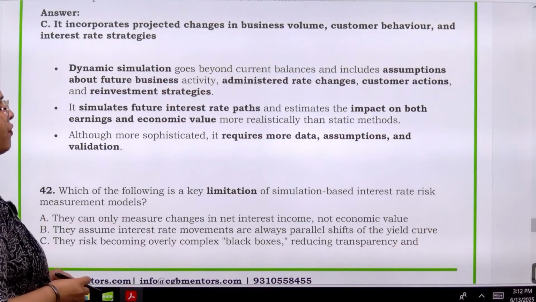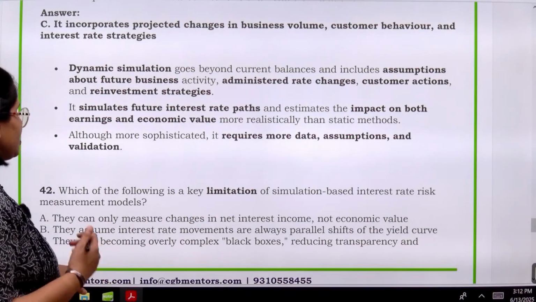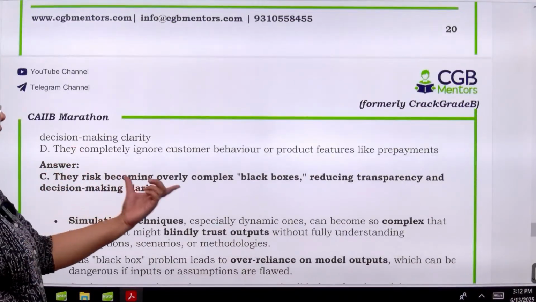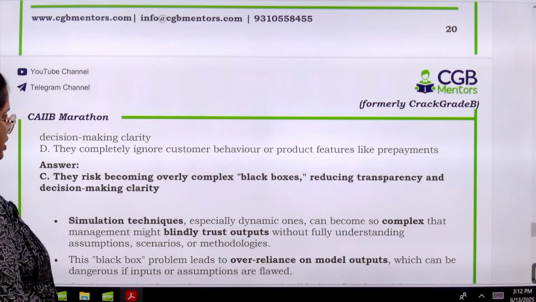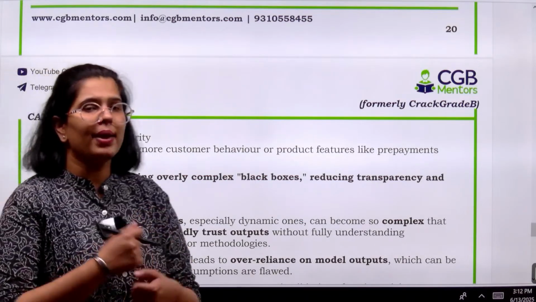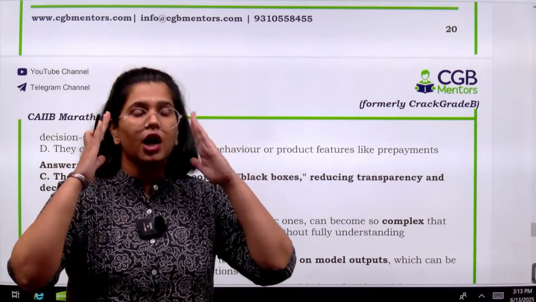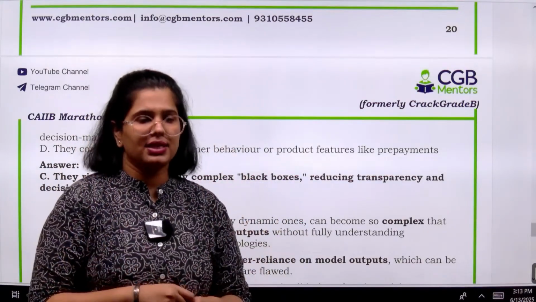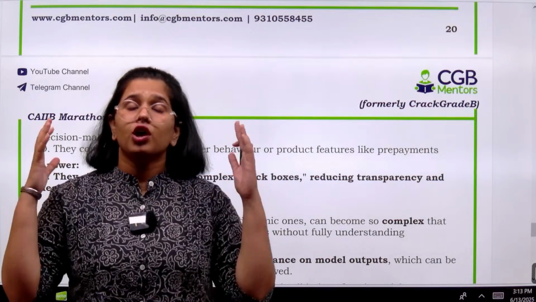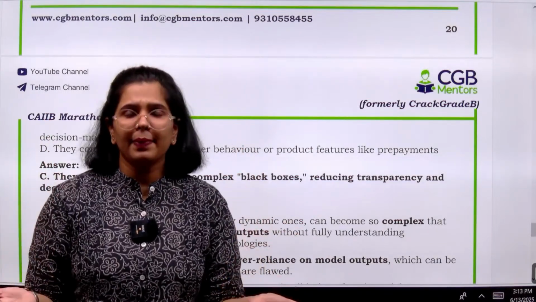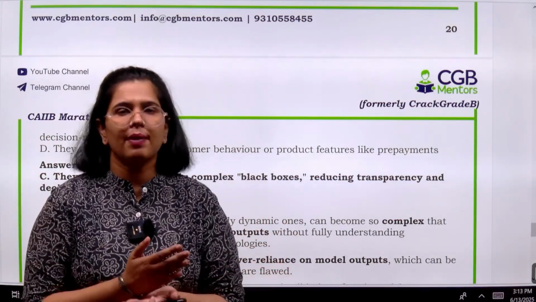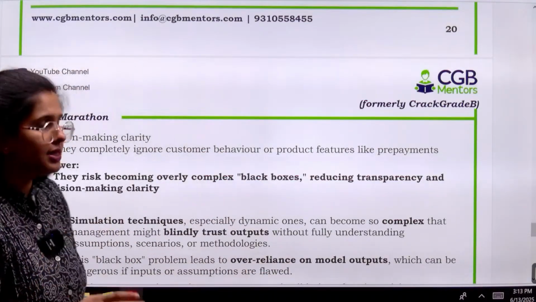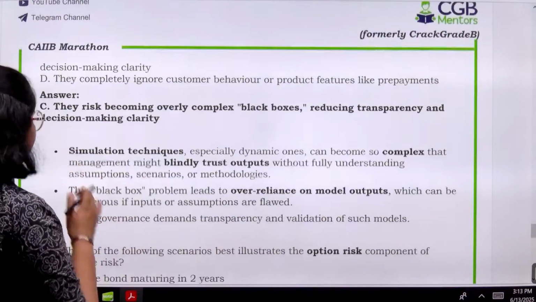So yes, dynamic simulation goes beyond the current balances, includes assumptions about future business, rate changes, customer actions and reinvestment strategies. Now which of the following is a limitation of simulation based interest rate risk measurement models? What is the limitation? They risk becoming overly complex black boxes, right? Over here you have taken so many assumptions that it's not clear. If I am making one decision and there are 10 assumptions involved, it automatically becomes a black box for me, because I am no longer able to take a clear decision. The decision is based on assumptions, right?